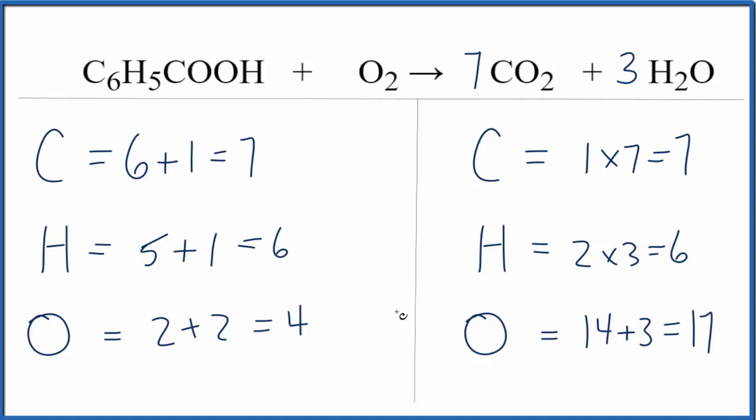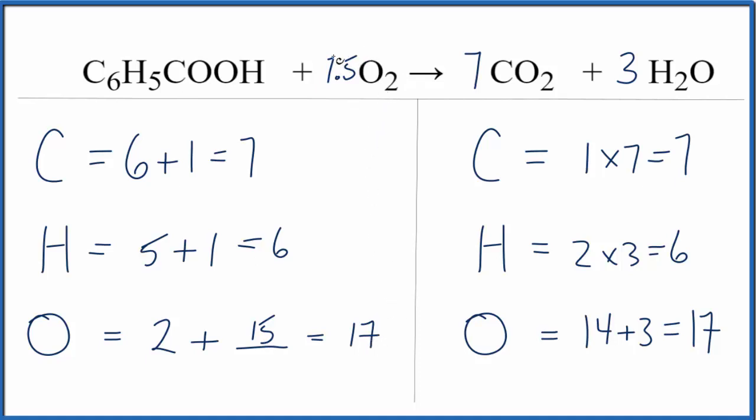So let's think of it this way. I have 2 oxygens here, plus something is going to give me 17. So that 2 plus something is going to give me 17 to balance these out here. 2 plus 15, that would give me the 17. So I could put a 7.5 in front of the O2 because 2 times 7.5, that gives me 15 plus these 2, that would give me 17 and we have the equation balanced.